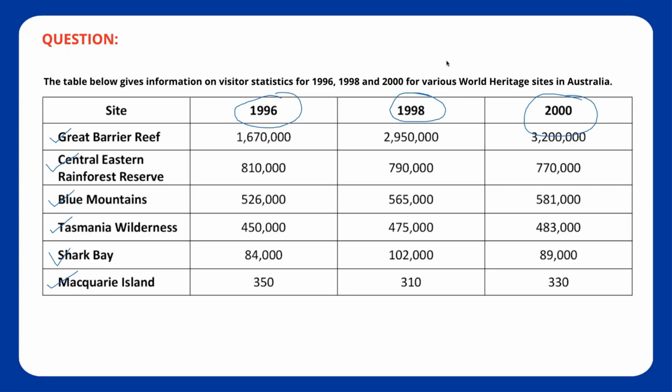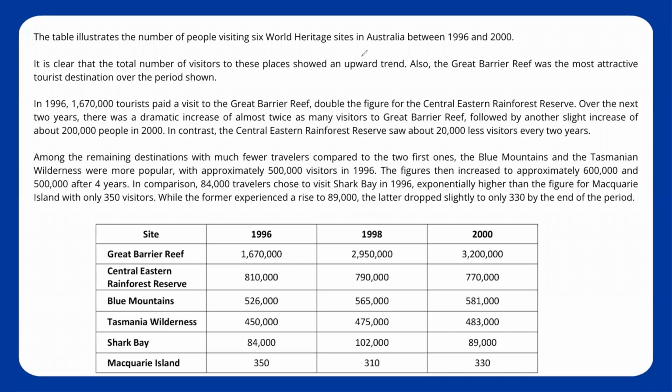Let's look into the sample answer and understand the structure better. The sample answer clearly states the structure. How? I will tell you. This is called the introduction statement, where it clearly shows that the question is being paraphrased. The statement says, the table illustrates the number of people visiting 6 World Heritage Sites in Australia between 1996 and 2000. So they have given a 3-year time period.